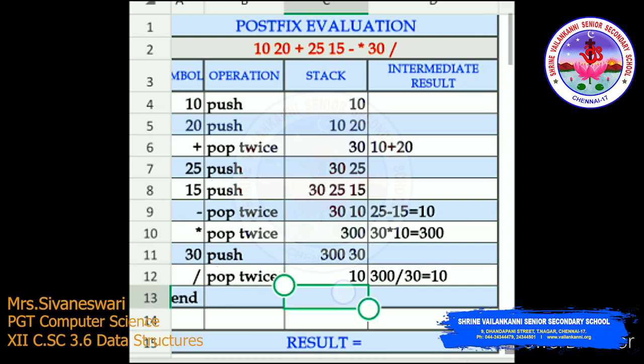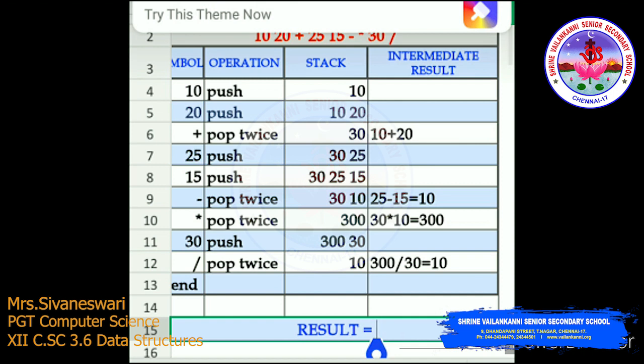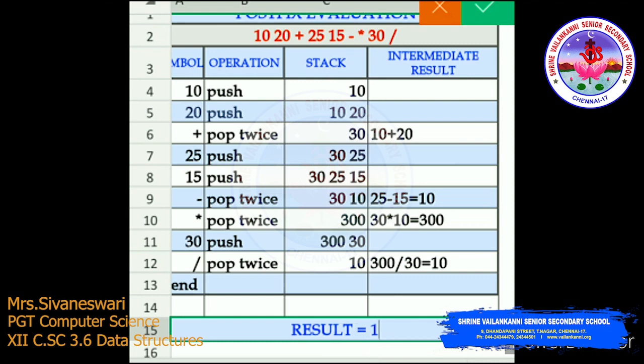So at the end of the evaluation, we see that the result is 10. Thus the postfix operation is completed.